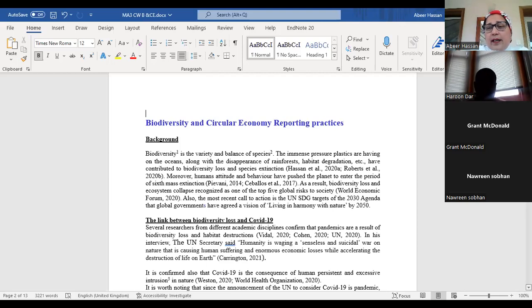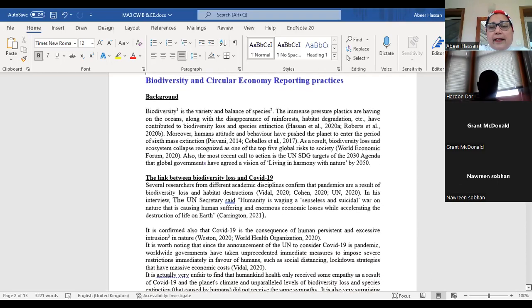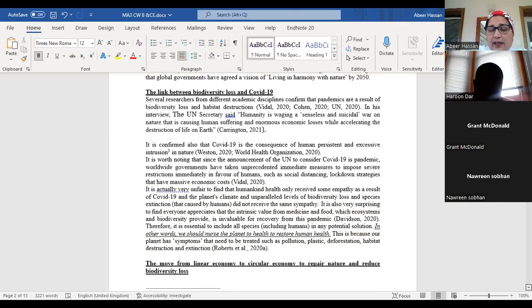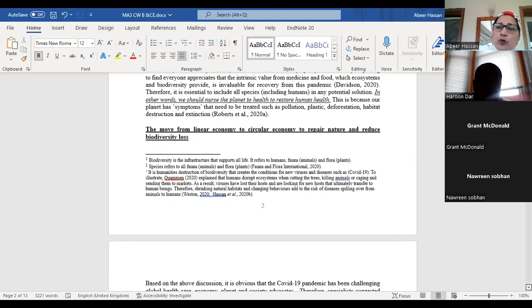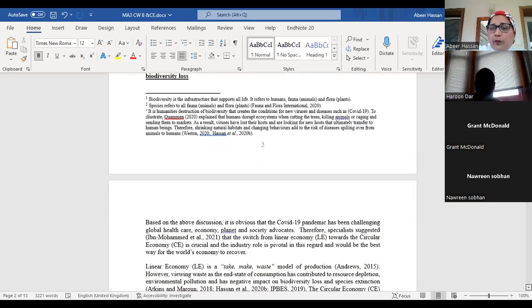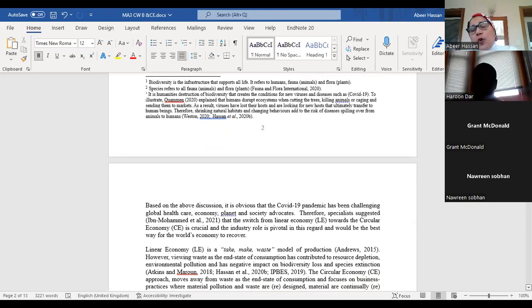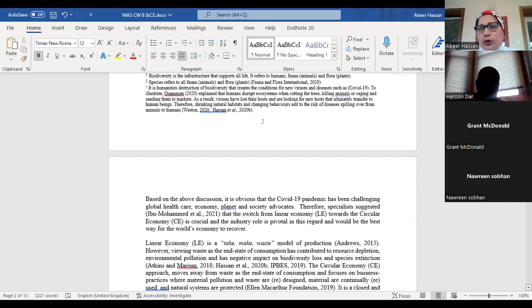So here is a kind of background about it, the link between biodiversity and COVID-19, as I explained, and then the move from linear economy to circular economy. Why are researchers saying that circular economy is the solution? Because up until this moment, many companies have implemented what is called the linear model. Linear model means take, make, waste. That's it. Waste is the end of the cycle.